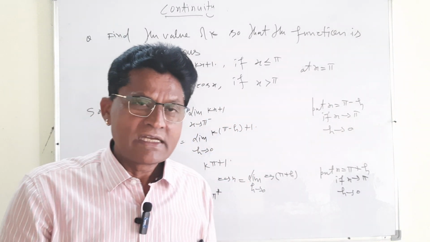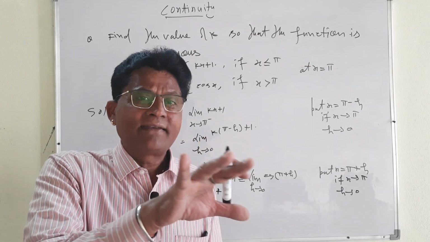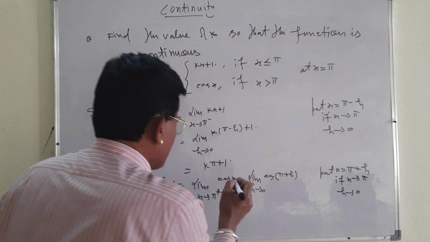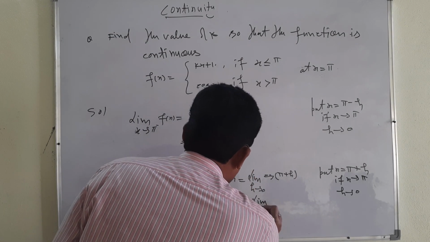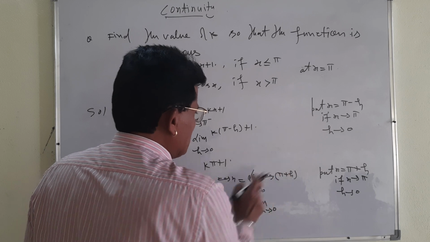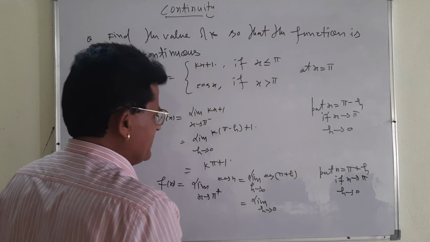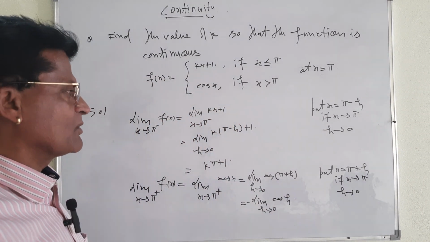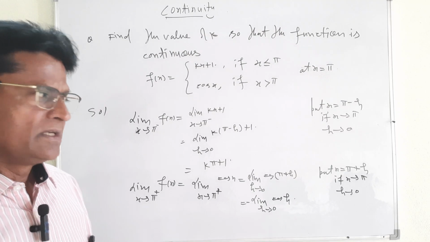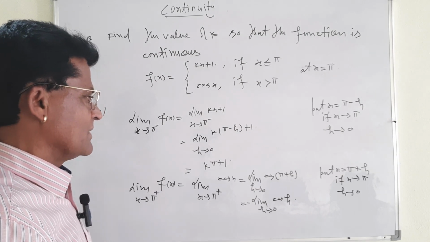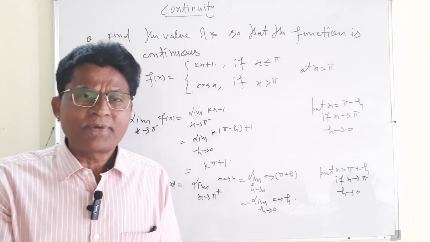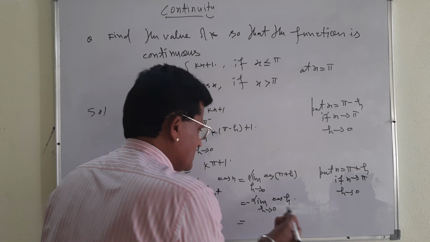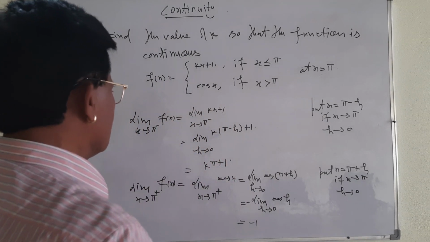You know pi plus h, 180 plus h, enters the third quadrant, and in the third quadrant tan and cot are positive, the rest are negative. That is why limit h tends to 0 of cos of 180 plus theta will be minus cos h, because the trigonometric ratio will not change. Minus cos h, and you take the limit. Its value will be minus 1, because cos 0 is 1.